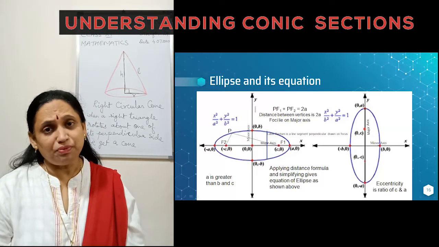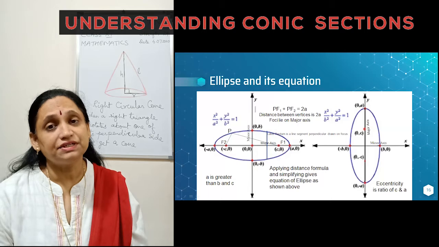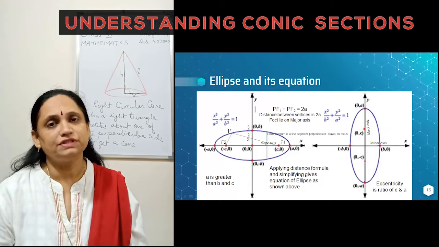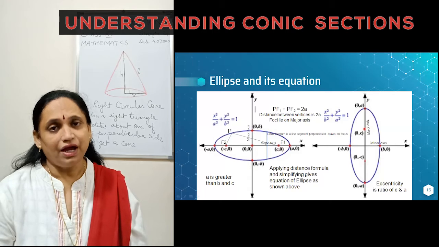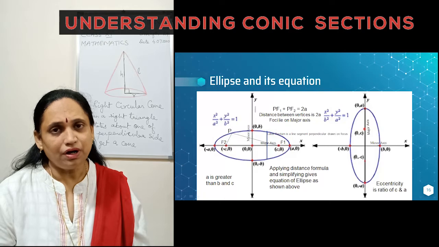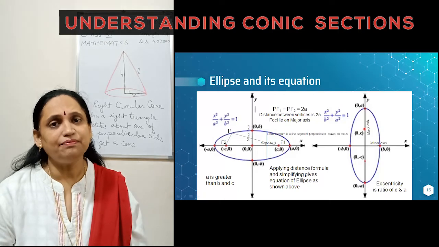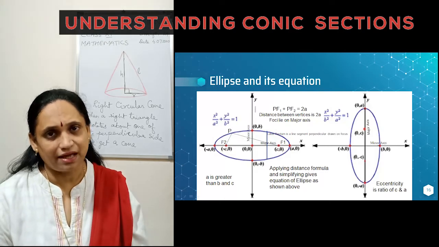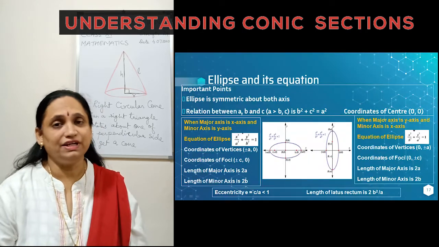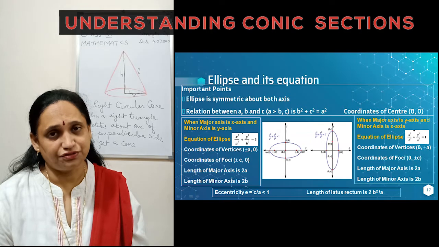Now, there is another part which is called eccentricity. It's a number and it is the ratio of c and a. And you know, in case of ellipse, a is the largest number among a, b, c. Hence, c by a is a number which is less than 1. So let us summarize what all we learned regarding the equation of ellipse.